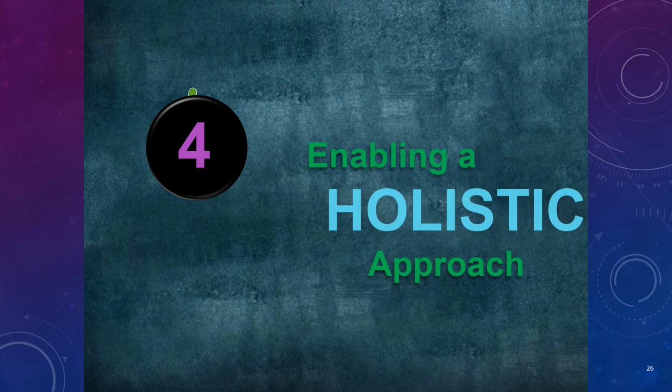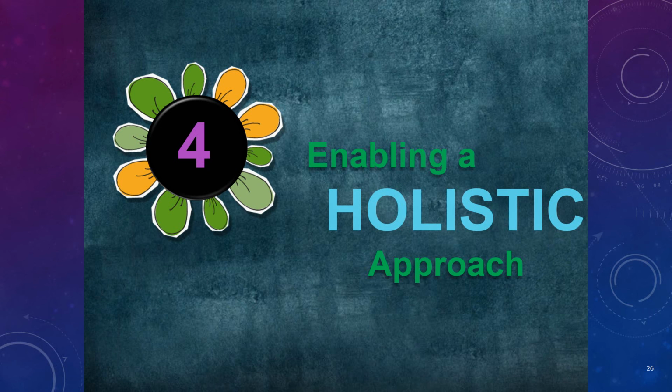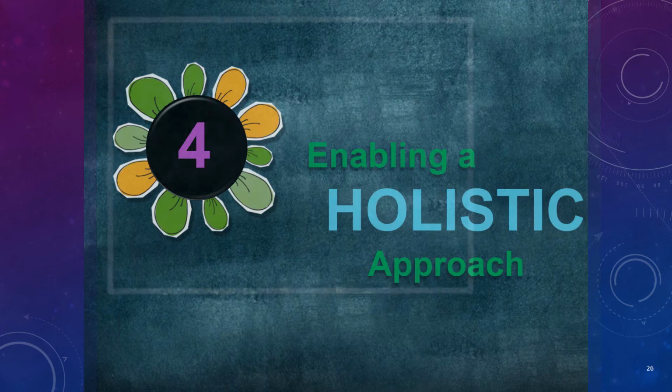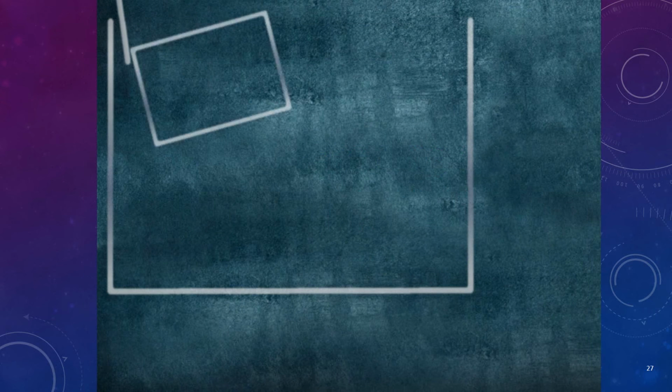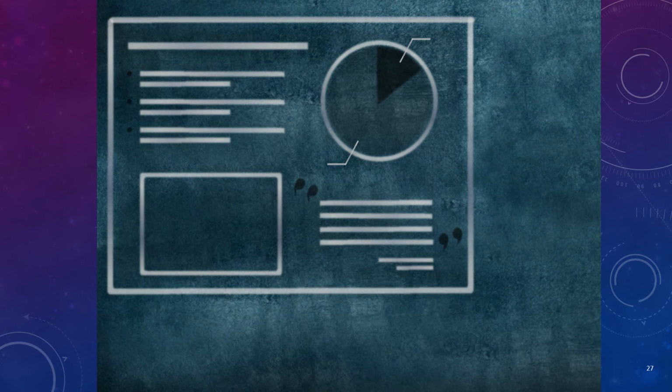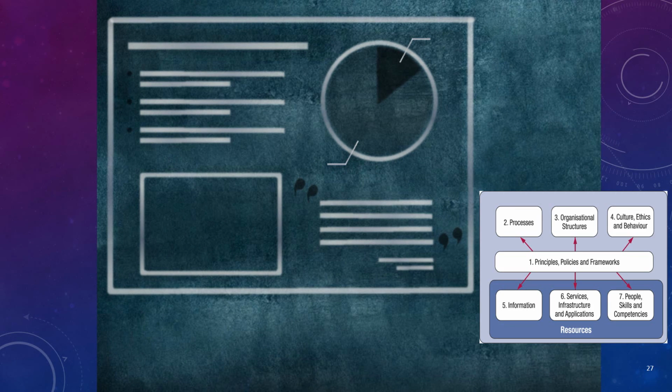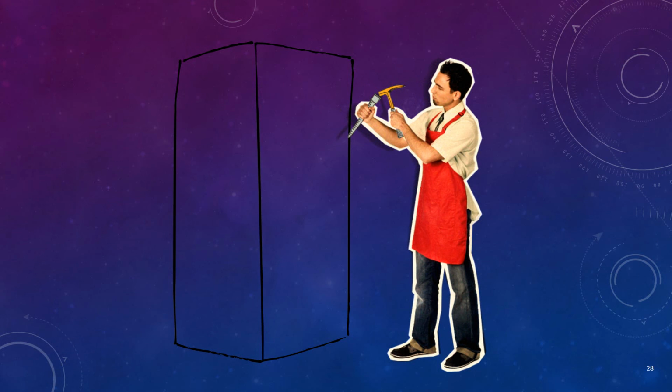The fourth principle is enabling a holistic approach. COBIT has 7 enablers. There are various frameworks which give you content from different perspectives. The 7 enablers of COBIT can be used in any enterprise of any type and provide value. We will be getting into the details of each of the enablers. What is important when you're using COBIT is to have a clear vision of what you want to accomplish.